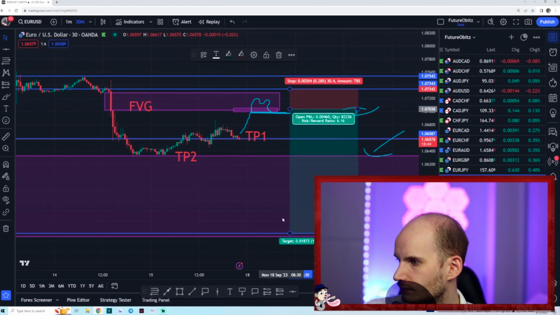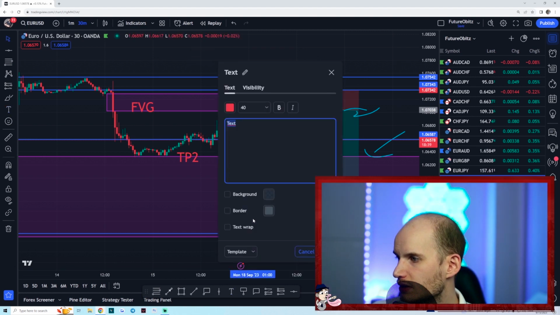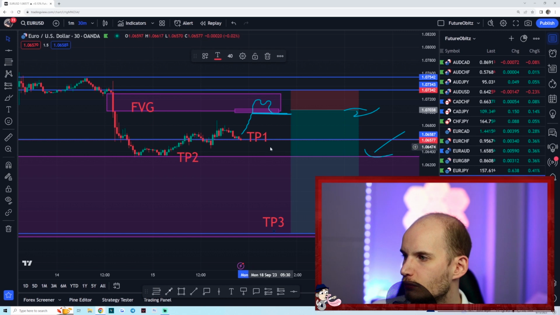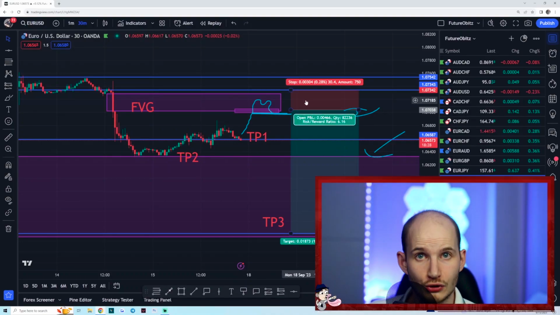So most likely it won't happen, but I'm still gonna put my TP3 here, because why would you jump out of a trade if you're still in profit and you just move your stop loss accordingly? So what do I mean by that? Well, you can move your stop loss.